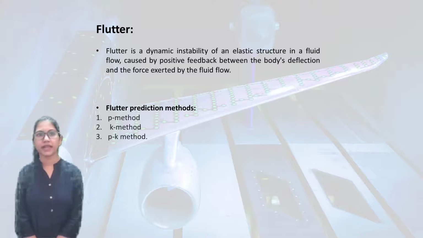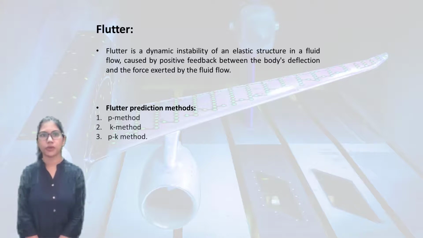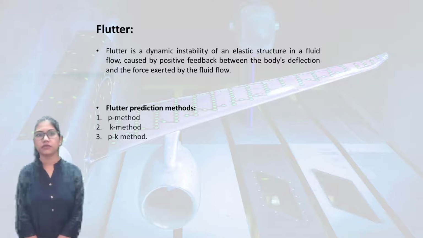One of the main criteria for prevention of flutter is a proper gap between component frequencies. The proper gap is obtained and recorded after every experiment, test, and calculation. Flutter includes propeller whirl flutter and transonic aeroelasticity. There are three methods for flutter prediction. First is the P method, second is the K method, and third is the P-K method.